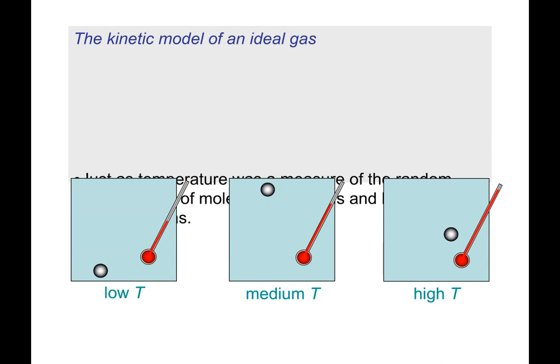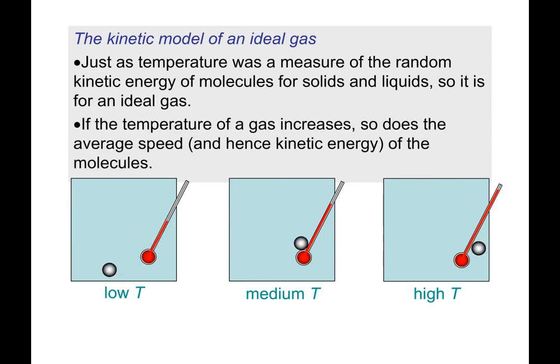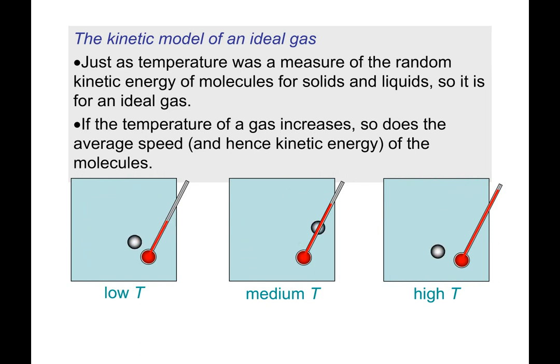Okay? So just as temperature was a measure of the random kinetic energy of the molecules for solids and liquids, so it is for an ideal gas. Same idea applies here. And so what happens here? If the temperature of the gas increases, so does the average speed and hence the kinetic energy of the molecules. Right? So let's just remember that. This is a key underlying assumption that helps us understand the slides that follow.